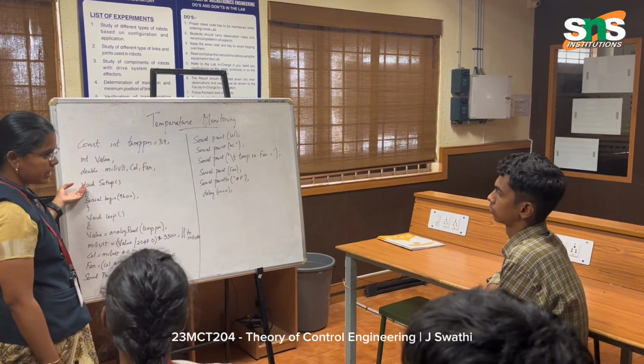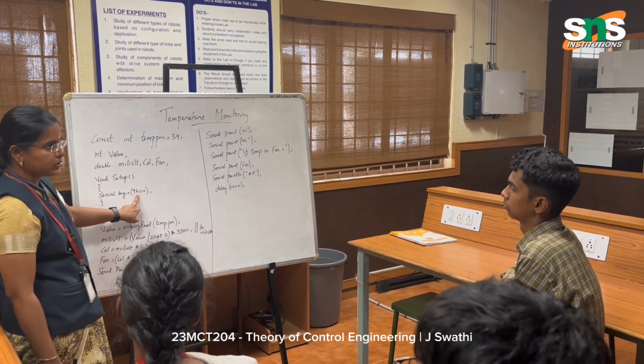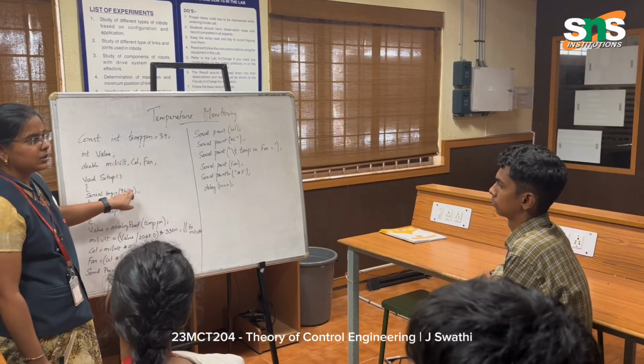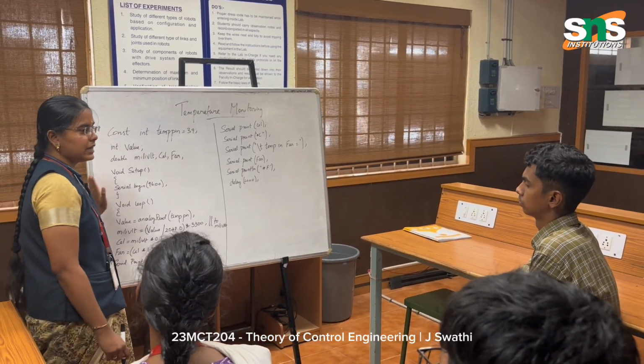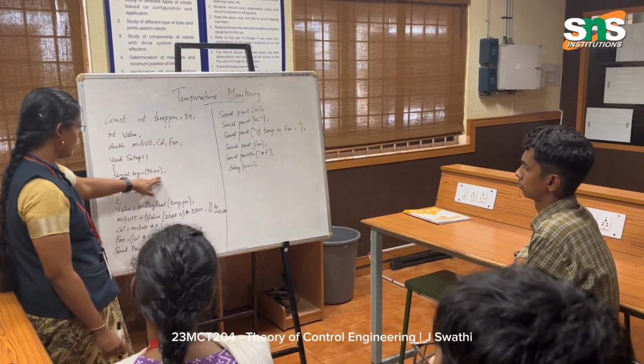Next I am going to write the program. Here I am going to start with Serial.begin with a baud rate of 9600. As you know, the baud rate is nothing but the rate of transmission of data, the speed of transmission of data.